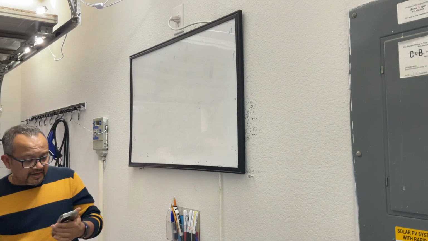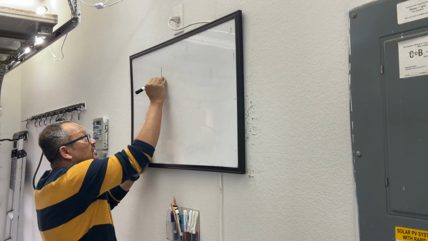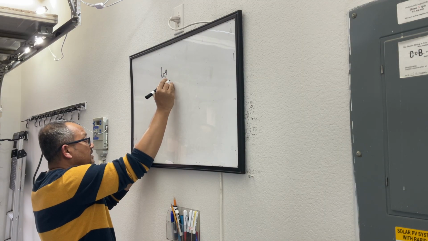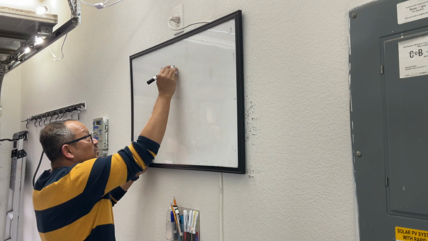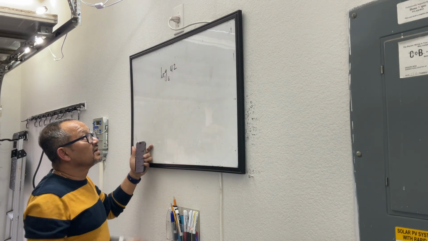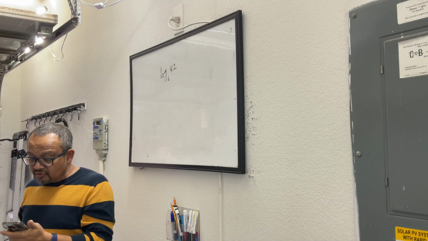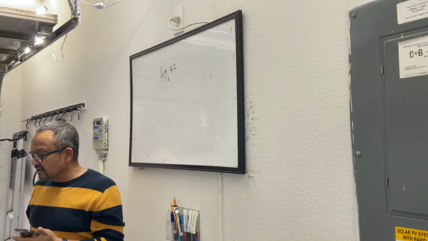Let's say we have to find out, there's a question that I had posted in this one. Log of 42 base 6. The question says, evaluate the logarithm, round your answer to the nearest thousandth.